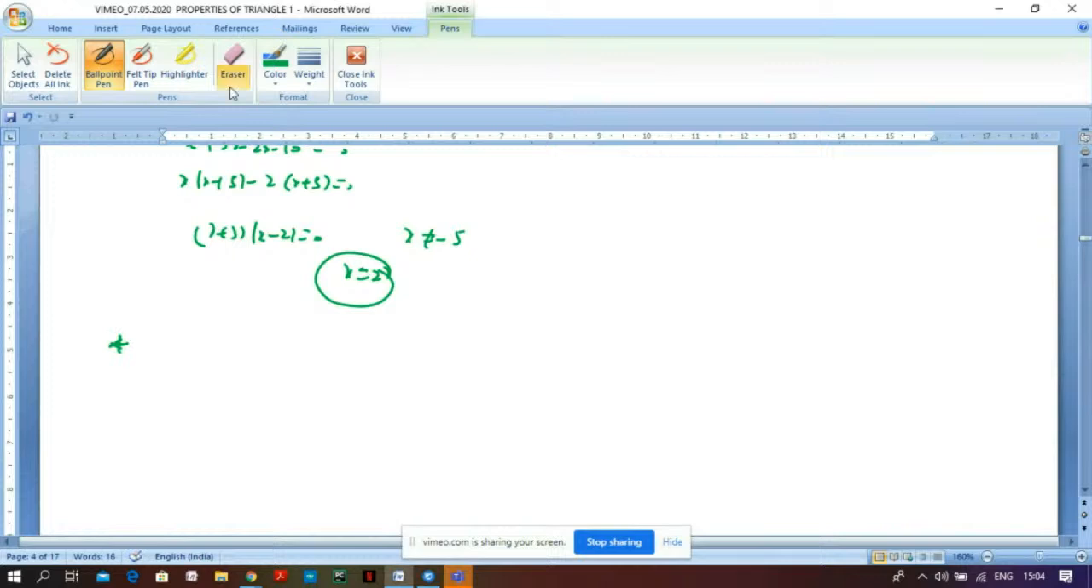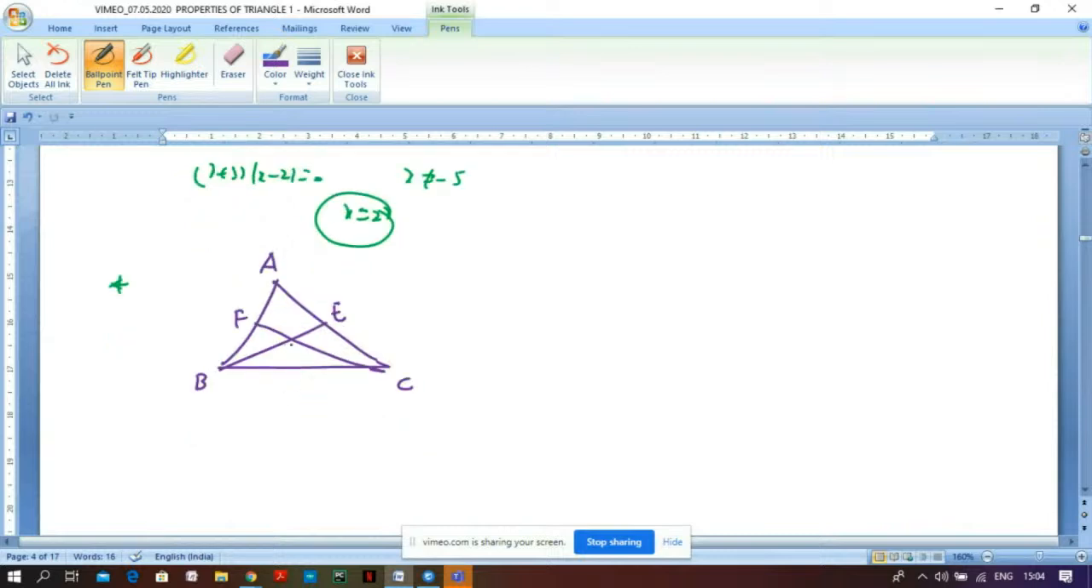Next comes a result that is really important, and people find different applications of it. ABC is a triangle, and you are given BE is a median, and of course CF is also a median. What is special is that these medians intersect at an angle of 90 degrees. Let G be the usual centroid where the medians meet.